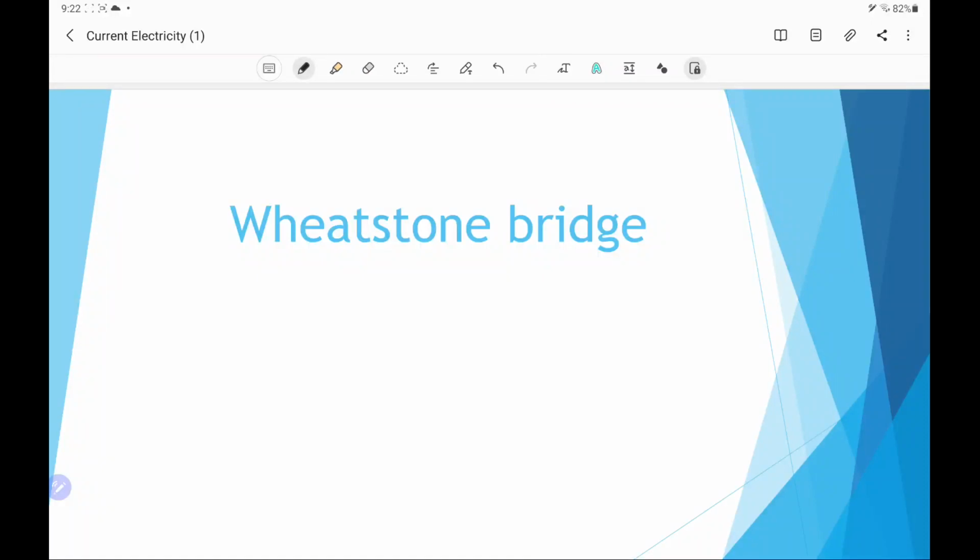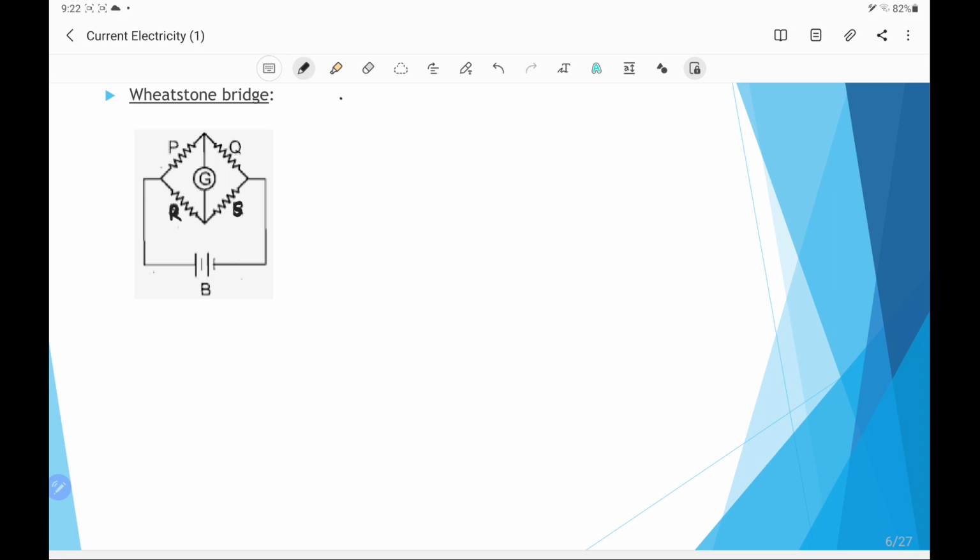In current electricity, the next topic is the Wheatstone Bridge. The circuit for the Wheatstone Bridge is shown in the figure. Here four resistances P, Q, R, S are forming a network, and across the two terminals A and C a battery B is connected, while between the other two terminals, B and D, a galvanometer is connected.